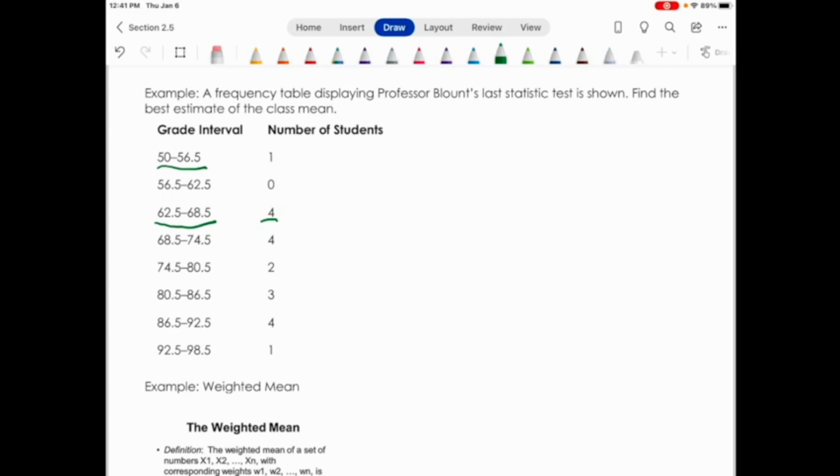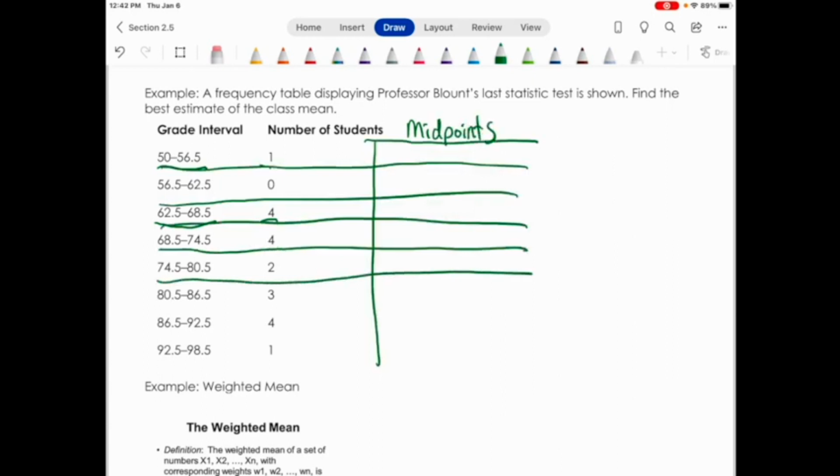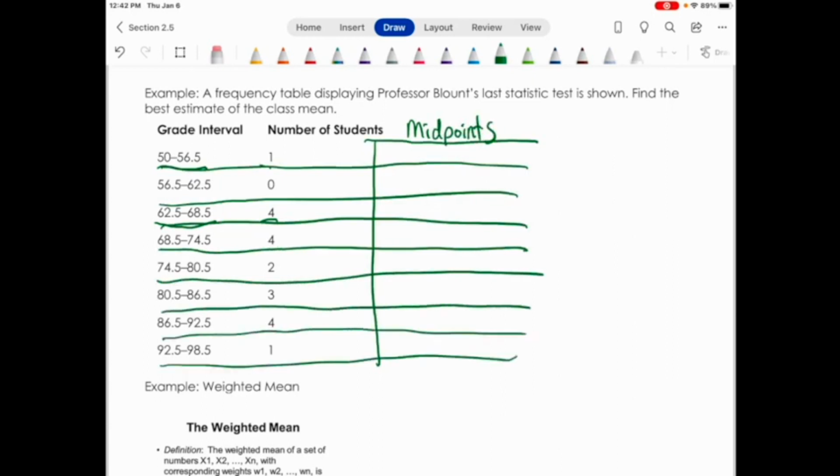So we're going to use a process to estimate the mean, and we're going to do that by finding the midpoints. So let me organize this here real quick. We talked about how to find a midpoint in a previous section, but just a quick refresher. If you forget how to do that, you add the lower bound and the upper bound, and then you divide by 2.